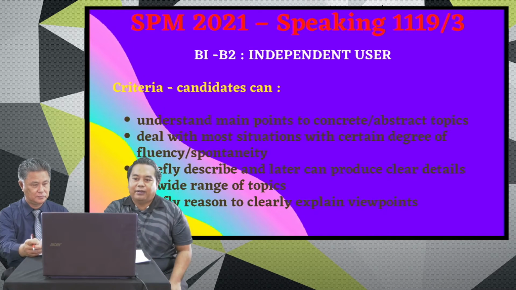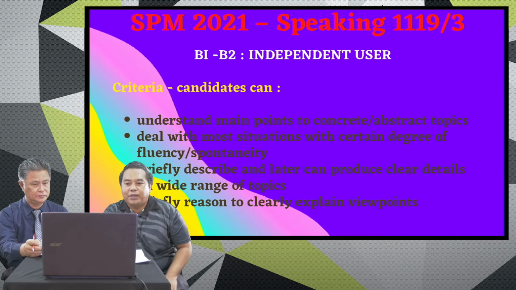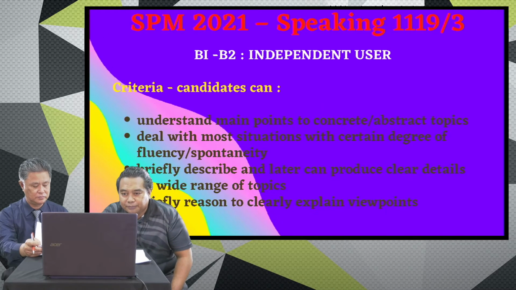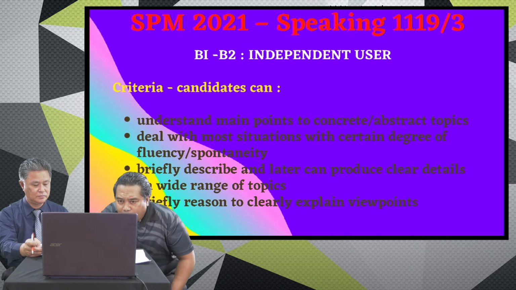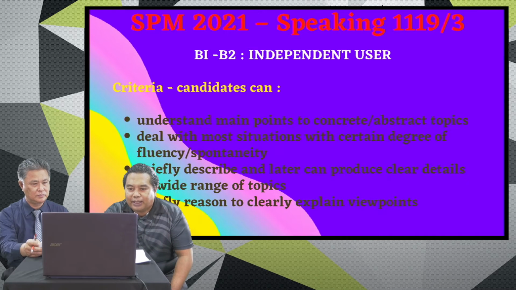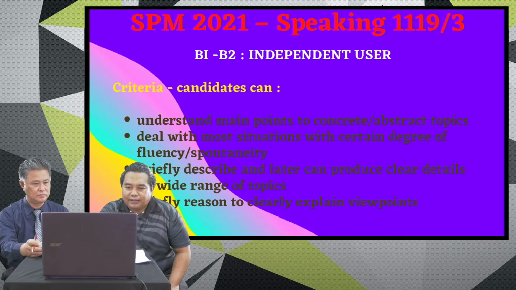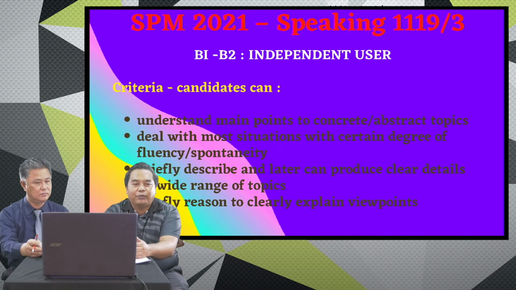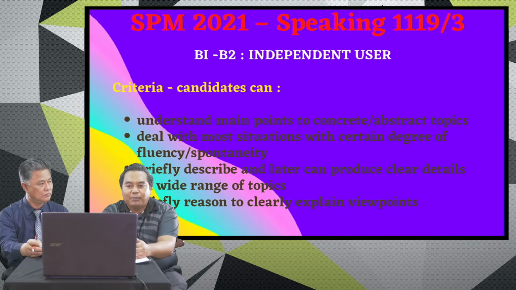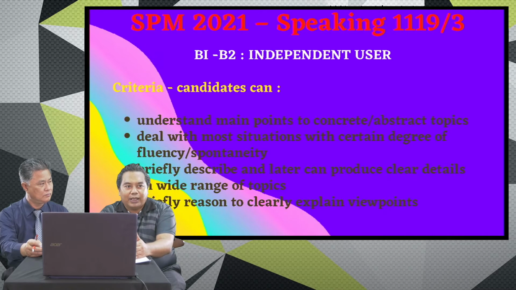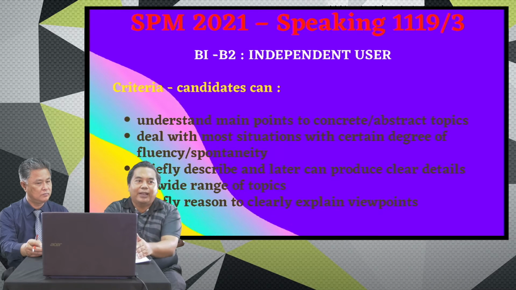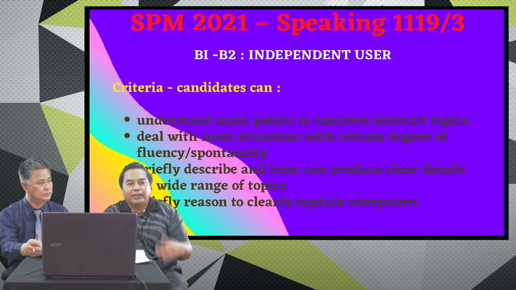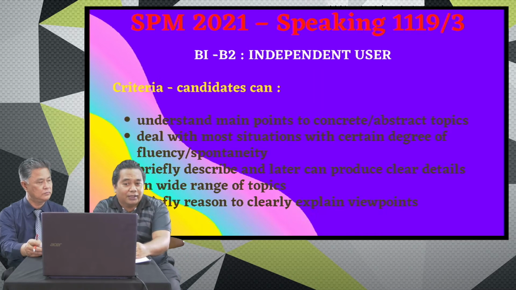Okay, criteria. So the criteria for B1 to B2 independent user, candidate can, number 1, understand main points to concrete and abstract topics. They must be able to understand the question, understand the main point. Which main point? For example, a question, what is your name? The main point is your name. So they have to be able to understand what the question needs. If they answer about someone else's question, they do not achieve the criteria.